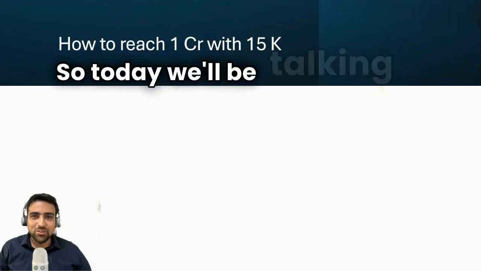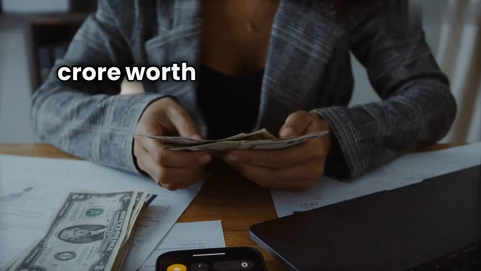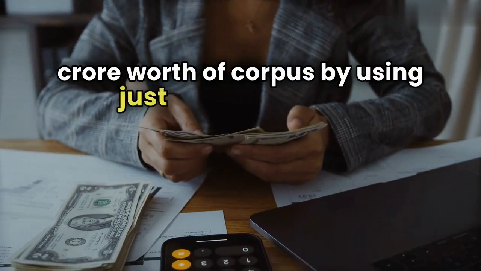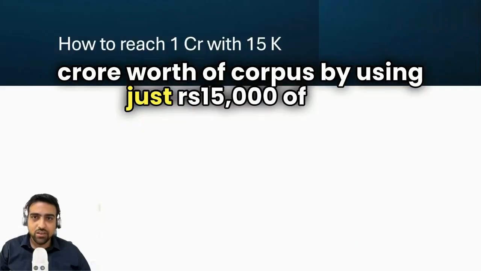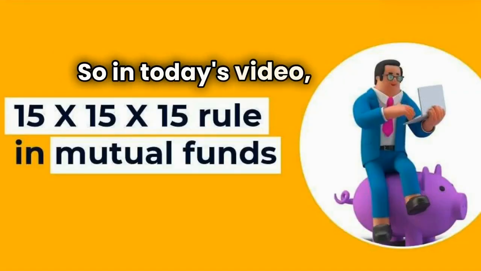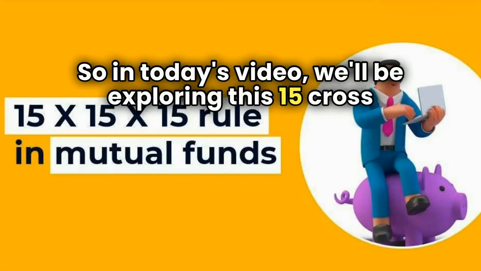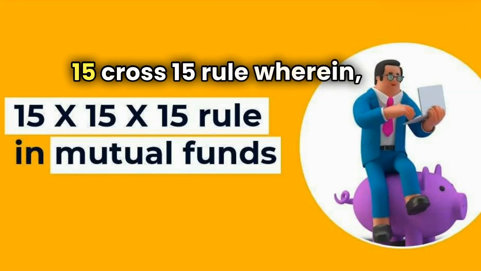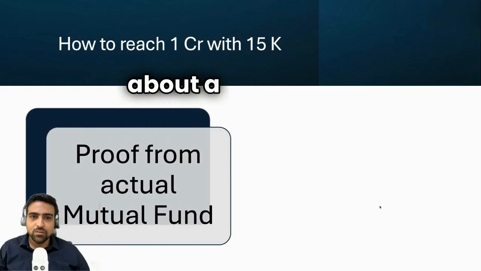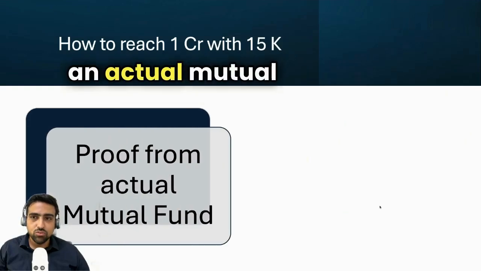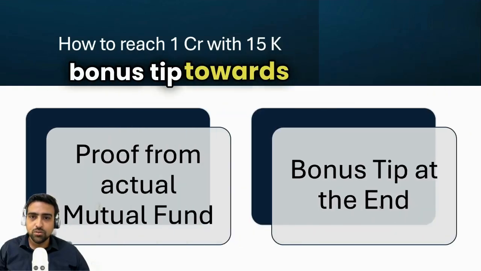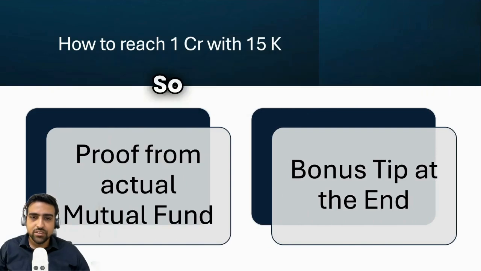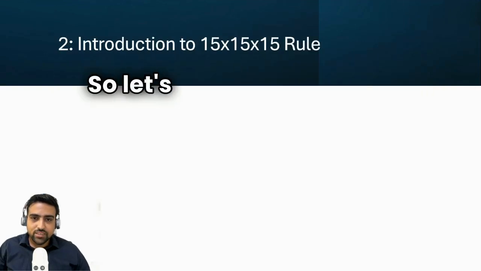Hi, so today we'll be talking about how we can reach 1 crore worth of corpus by using just 15,000 rupees of SIP. So in today's video, we'll be exploring this 15 cross 15 cross 15 rule, wherein I'll be talking about a proof from an actual mutual fund along with a bonus tip towards the end of the video. So stay tuned. So let's get started.